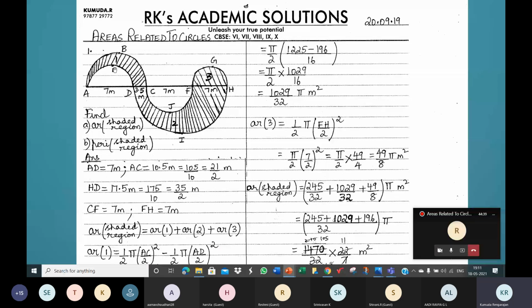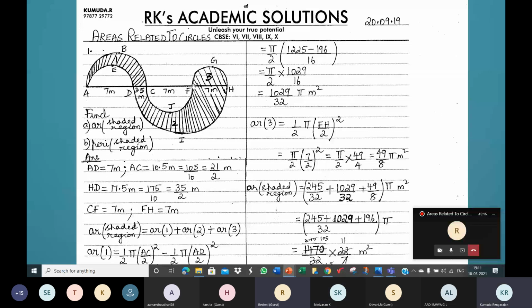If you walk along the boundary of the shaded region, how will you walk? Now I start from here, A. I walk along AED. Then I should walk along DIH. Then HGF. I walk along HGF. Then FJC. Should I walk on CF?